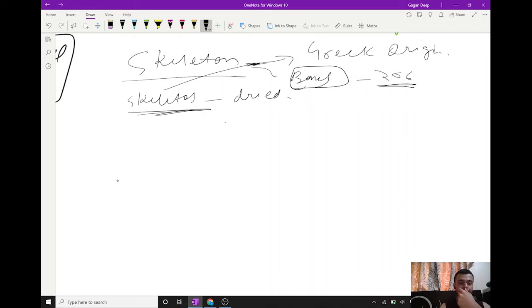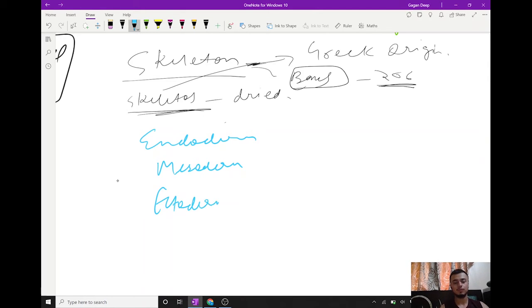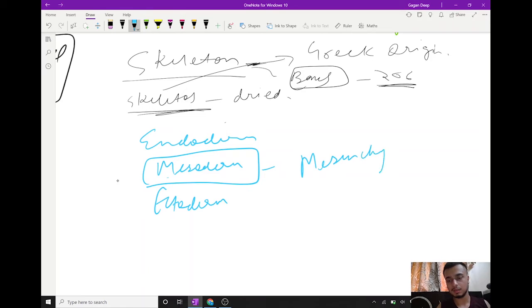The skeleton can be of three types. If you know a little bit about embryology, you may know our body has three layers, which we have also studied in the animal kingdom chapter in class 11: the endoderm, mesoderm, and the ectoderm. Now the skeleton is basically derived from the mesoderm, which is also known as mesenchyme.